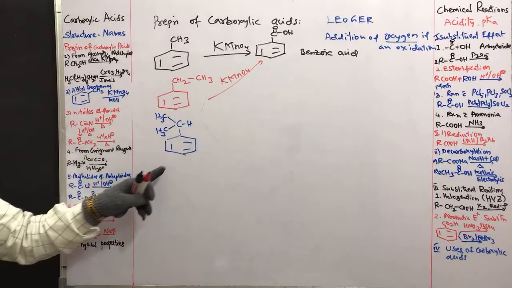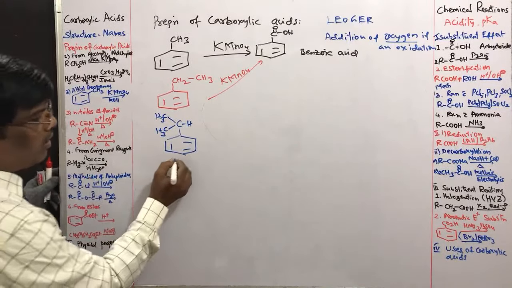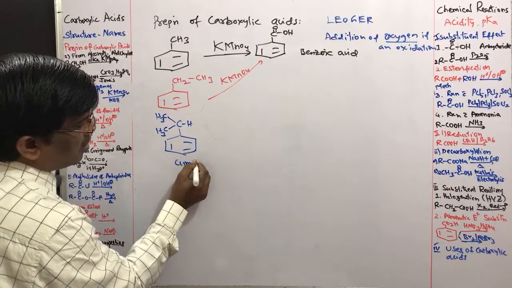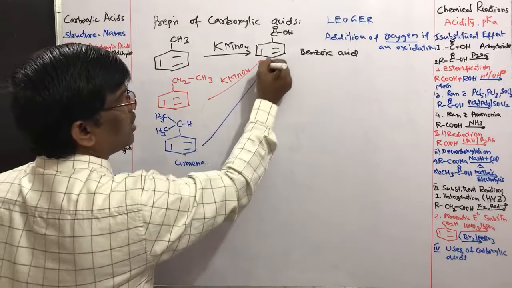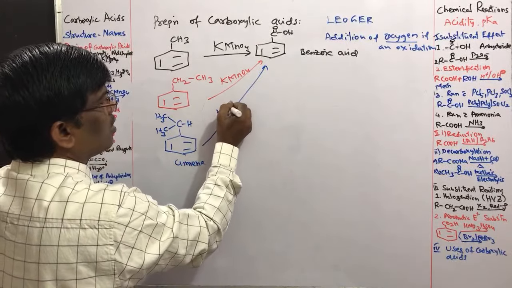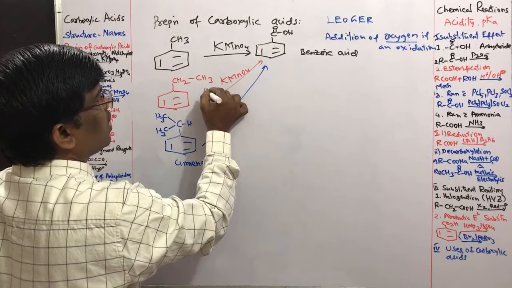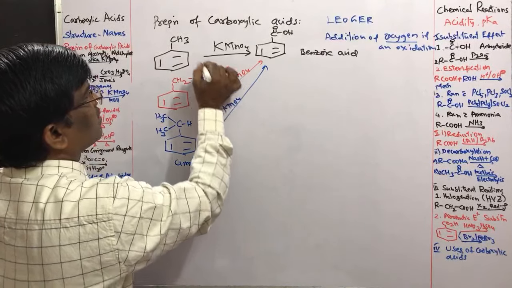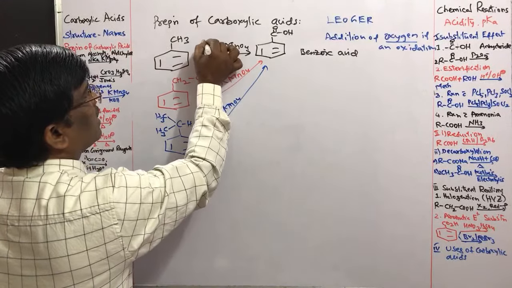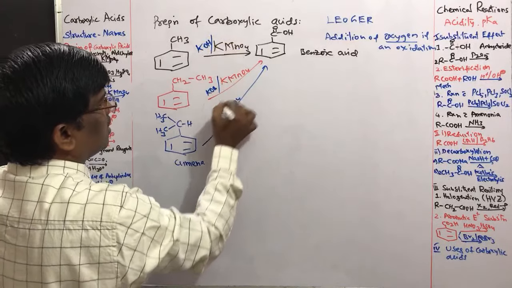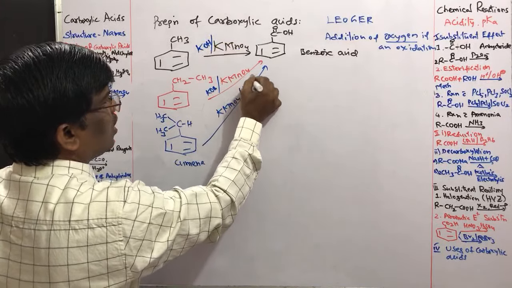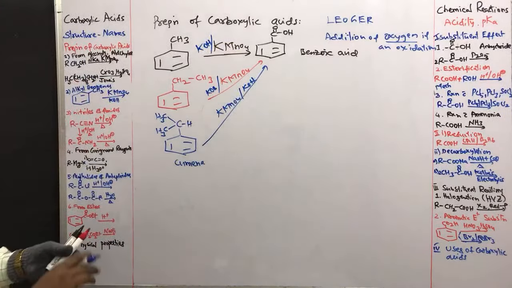Isopropyl benzene, it is cumene. Cumene upon oxidation using KMnO4. Dear students, KOH will be here in all cases. Alkaline KOH, right? KOH, you are going to get benzoic acid.